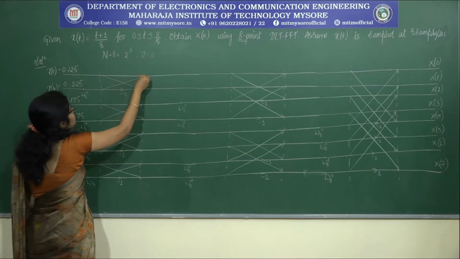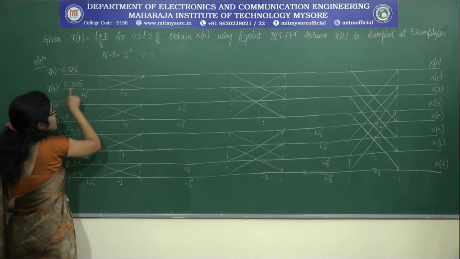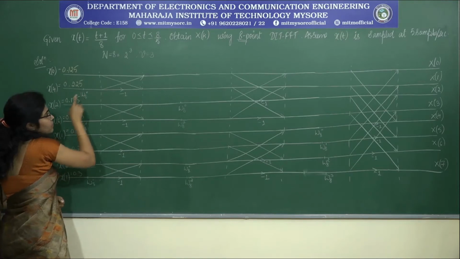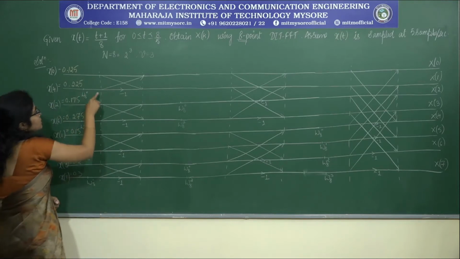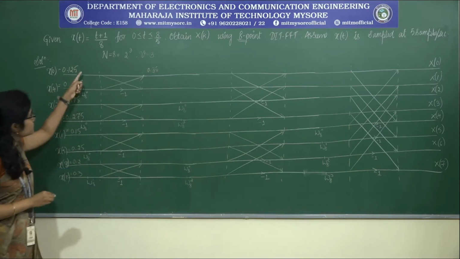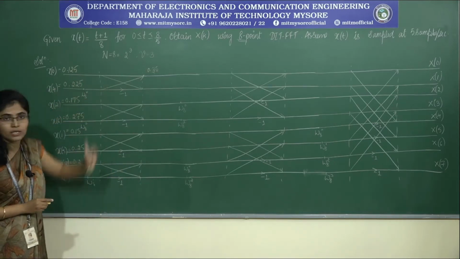The signal coming from this point is 0.125 and from this branch, after multiplying with omega 8 power 0, which is equal to 1, the signal coming here is 0.225. So adding these two, we get 0.35.